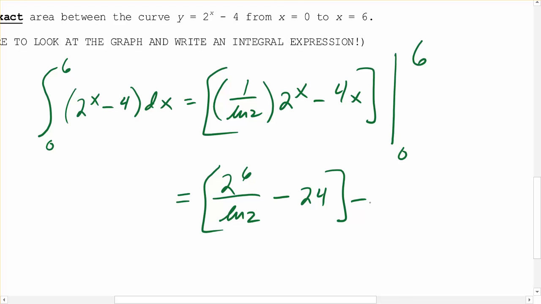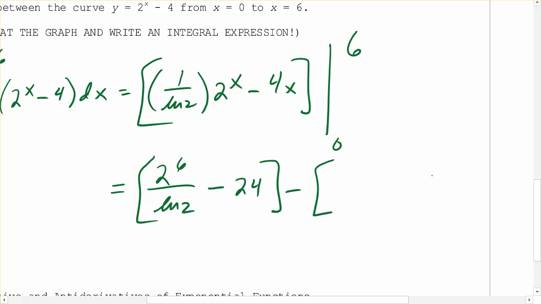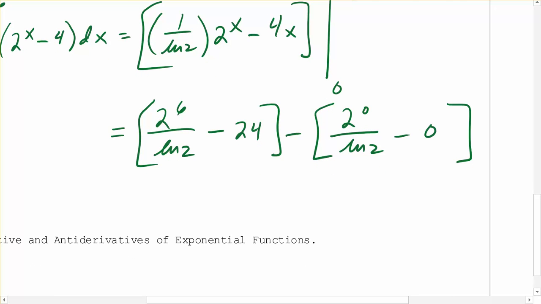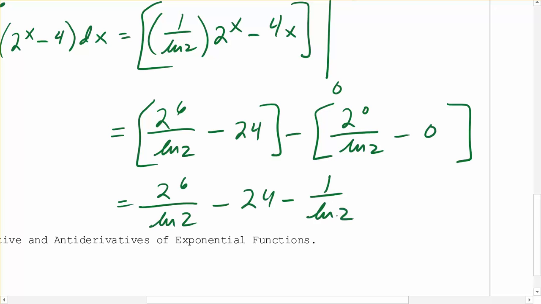And then what are you subtracting? This is important. What are you subtracting now? It's 2 to the 0 over ln 2 minus 0. What is 2 to the 0? 1. So what do you have here? 2 to the 6th over ln 2 minus 24 minus what? 1 over ln 2. So the final answer would be this.